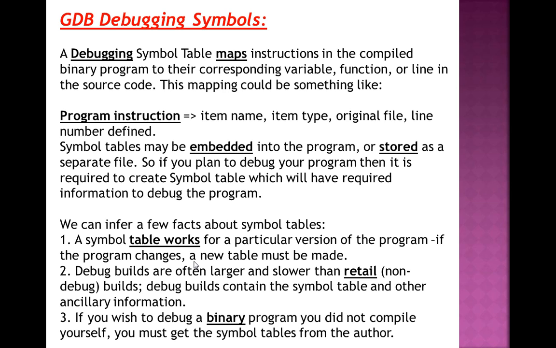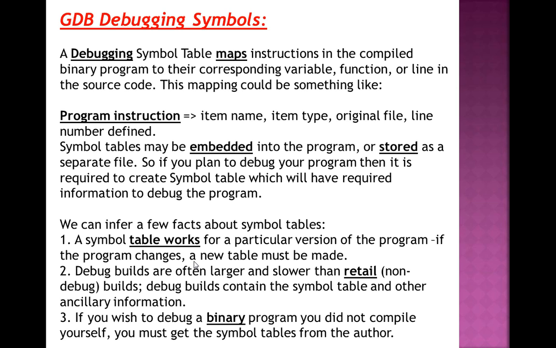The second point says debug builds are often larger and slower than retail, that is, non-debug builds. Debug builds contain the symbol table and other ancillary information. The third point says that if you wish to debug a binary program, that is, in zeros and ones, that you did not compile yourself, you can get the symbol table from the author.